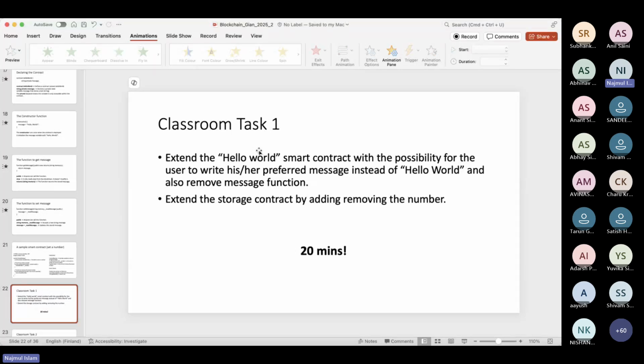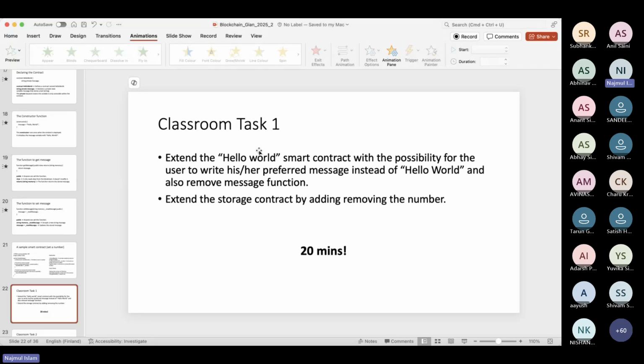The Hello World smart contract, with the possibility for the user to write his or her preferred message instead of Hello World. As you remember, the contract was initializing with the message Hello World. But instead of that, let the user input and initialize the message with his or her own choice. And then also add a new function to remove the message.